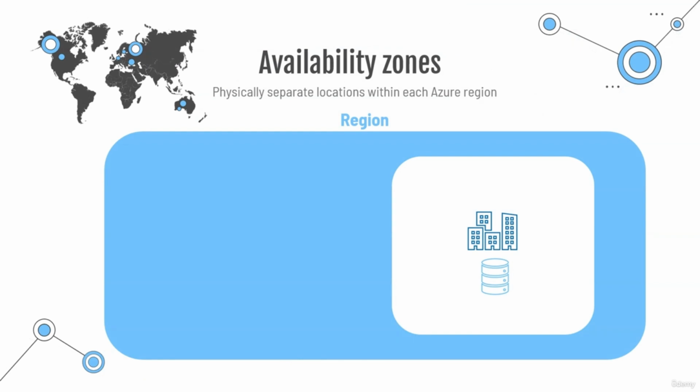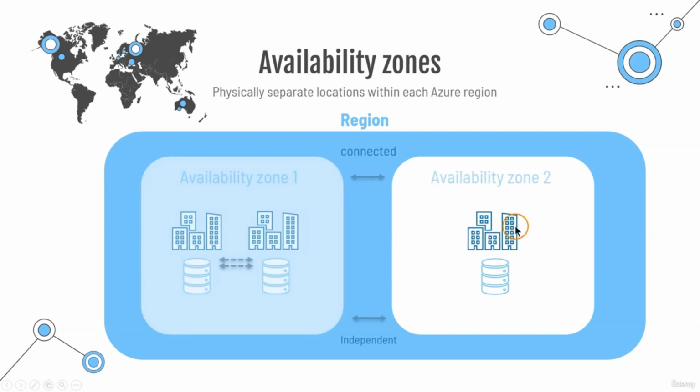If we have one region with availability zones, we have physically separate locations within one region. So this is the availability zone. And here we can see we have one zone with one data center. But this is only one zone, and then there is another availability zone where we have at least one data center, but it can also be many data centers, like 2 or 3 data centers within one availability zone.